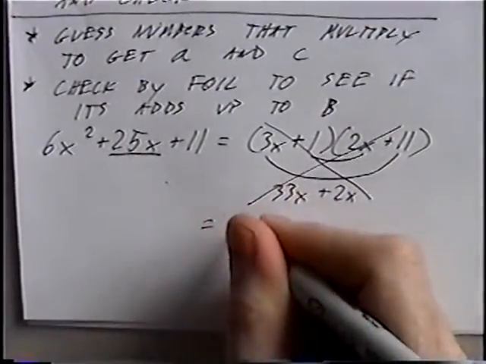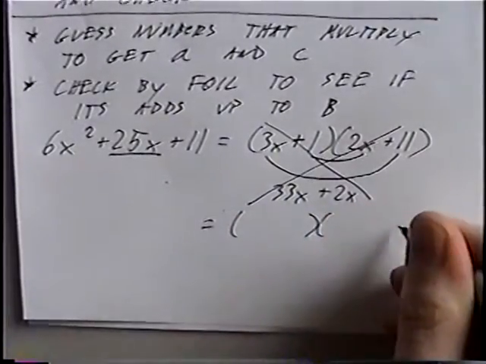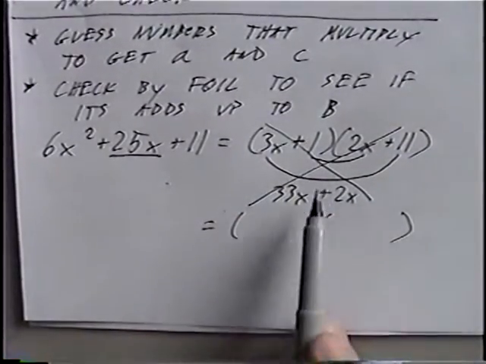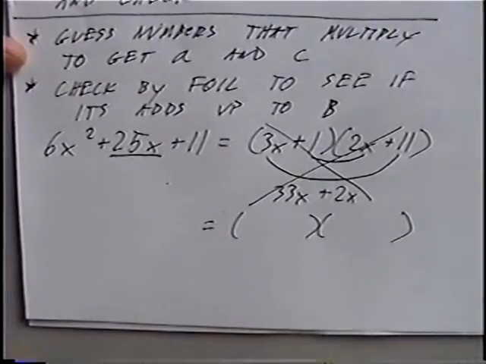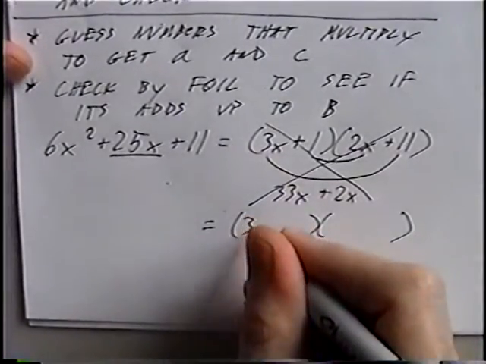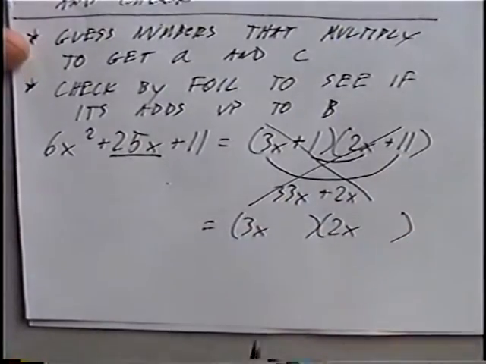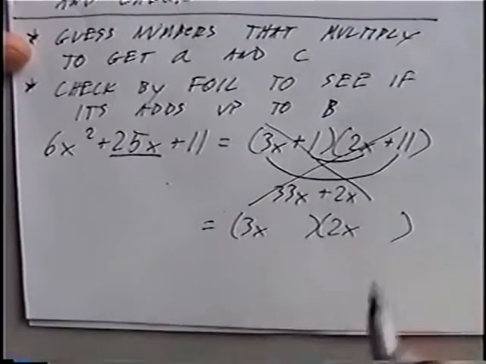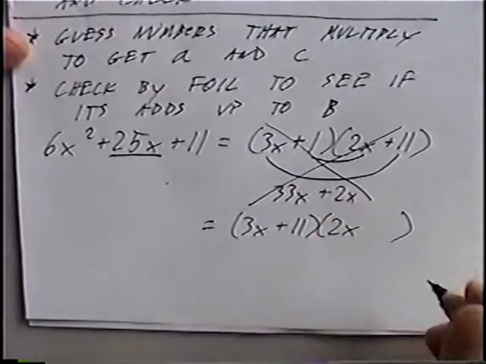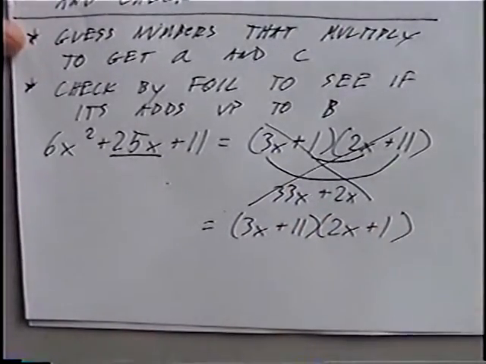From there, again, you can just guess and check to see if you get the right answer. The right answer, again, would add up to 25x. For our next guess and check, we can leave the first two numbers the same, 3x and 2x, but we can try switching the 1 and 11. I'll put plus 11 first, and then plus 1 second.